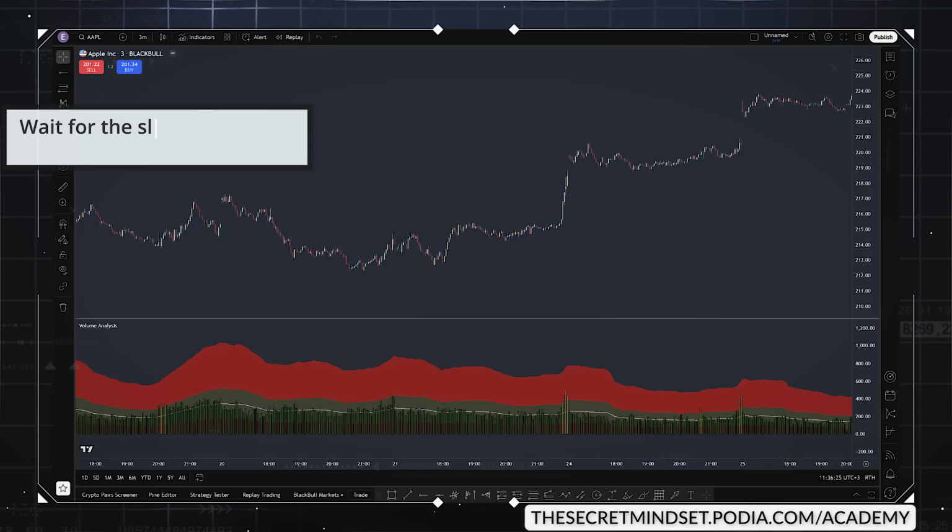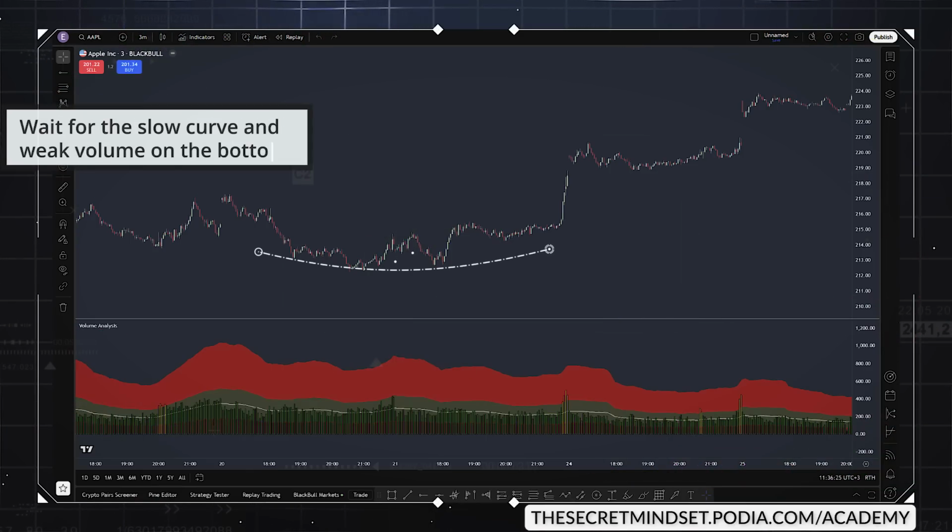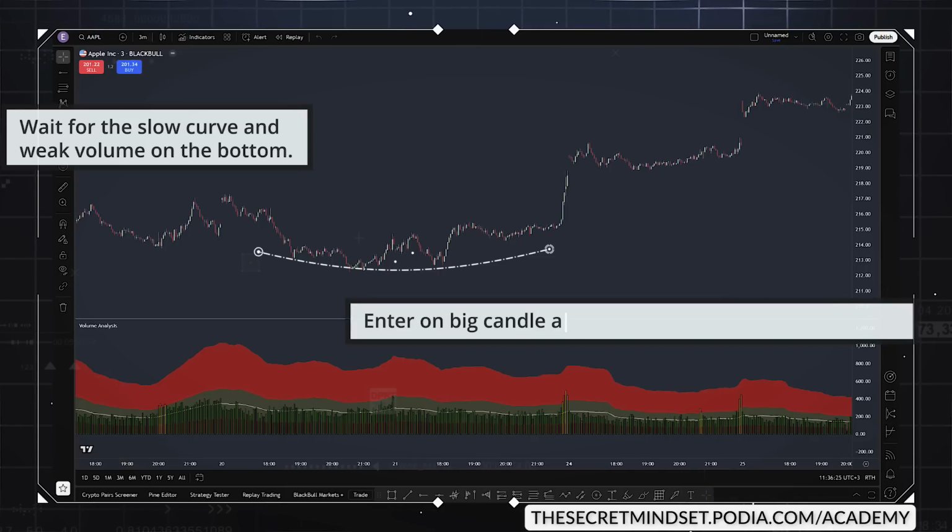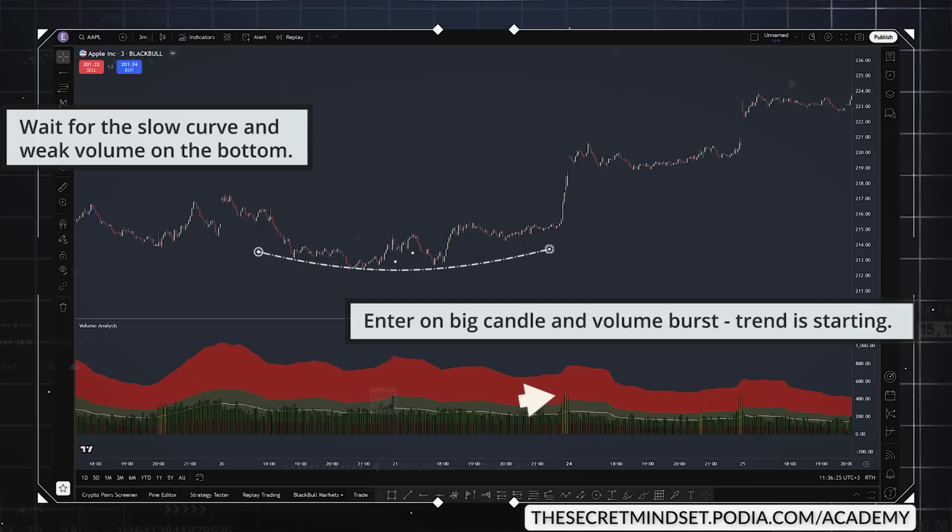If you want to trade it, you wait for the slow curve at the bottom. Watch for price to rise while volume stays weak. When the big candle appears and volume bursts, that's your entry. The trend is ready to go. Place your stop under the lowest point of the curve.